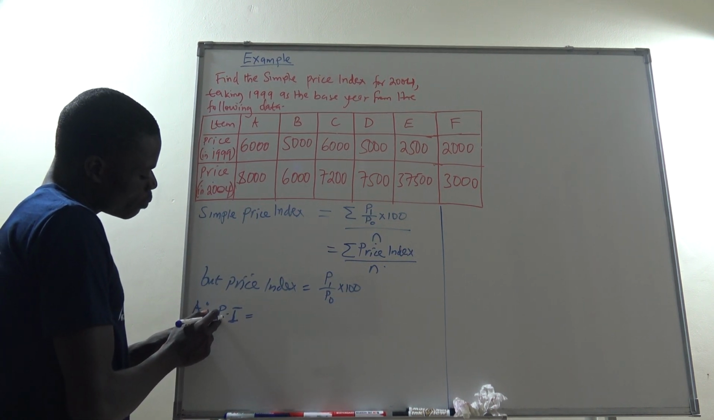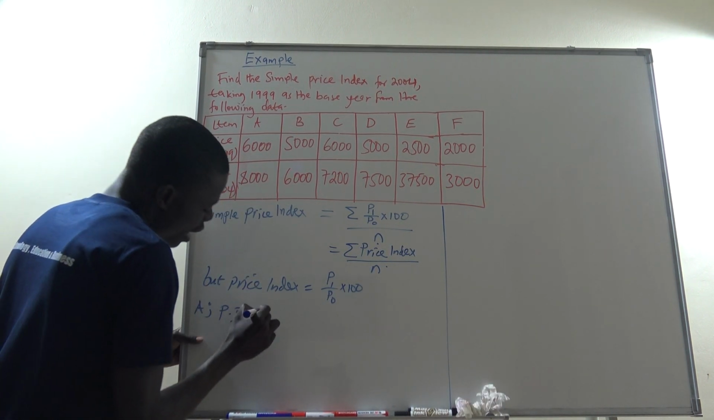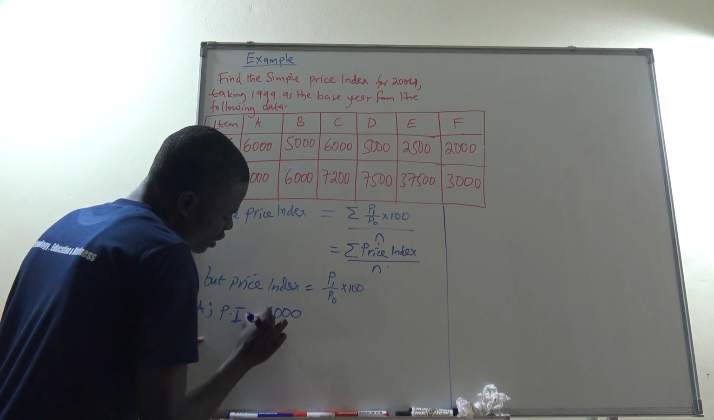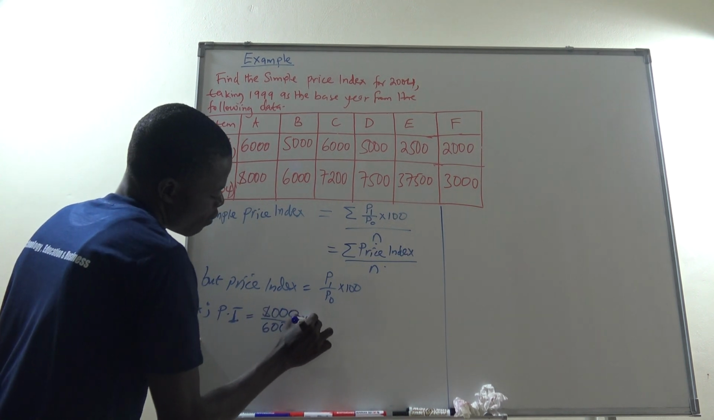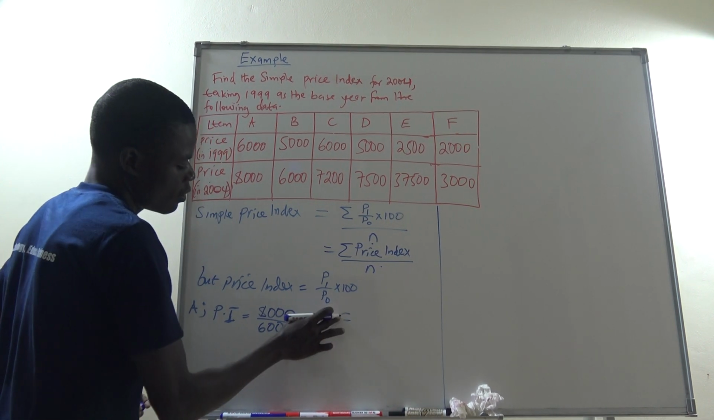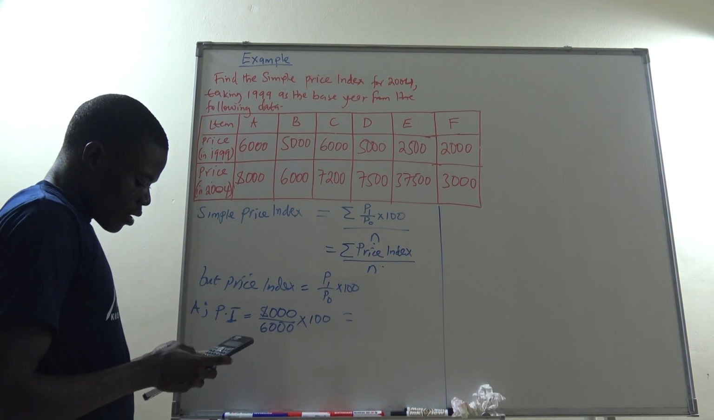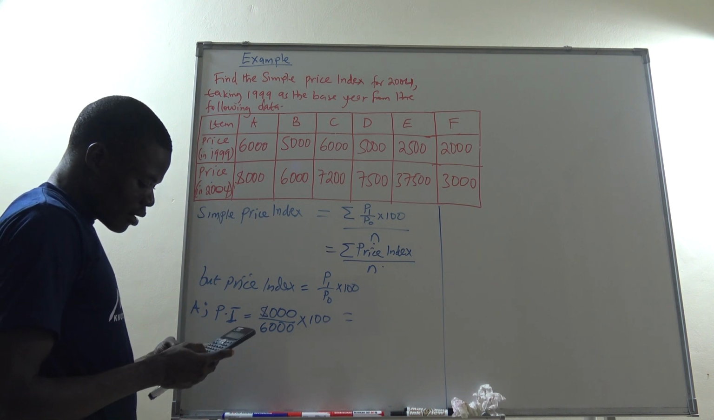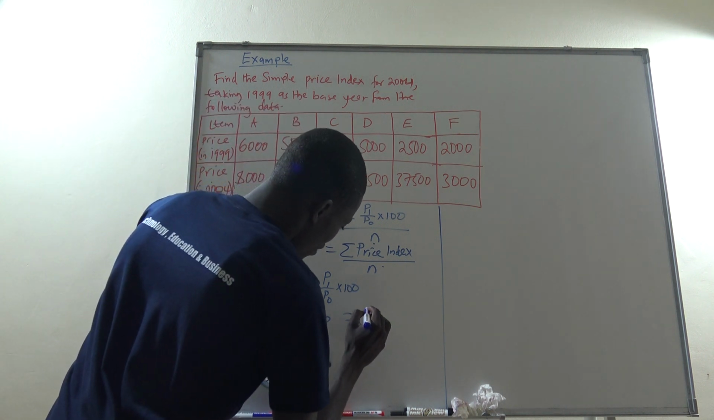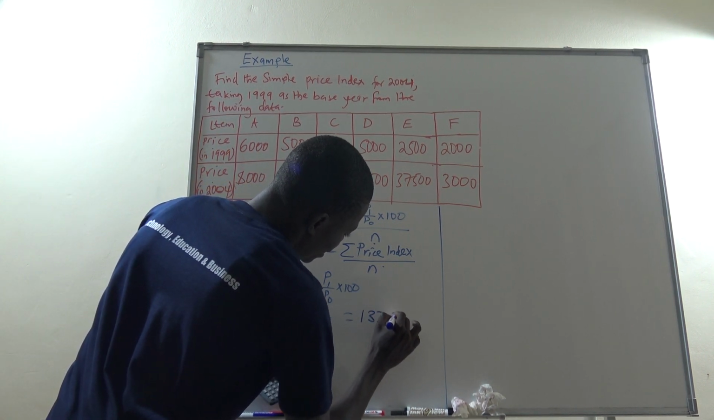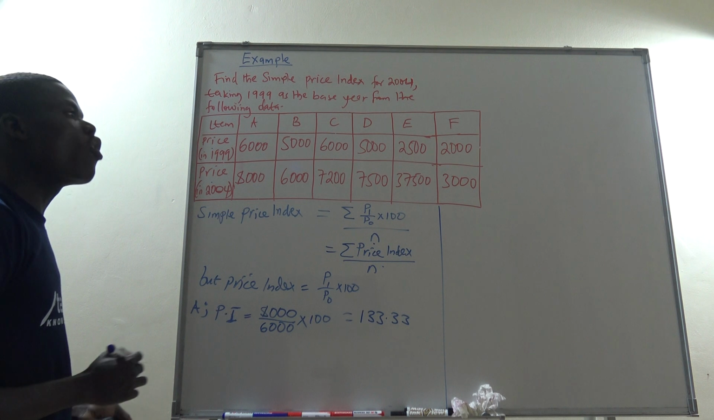Our price index is given by the price in the new year, which is P1, 8,000 divided by 6,000 times 100. The answer we shall get is 133.33. That one is for item A.